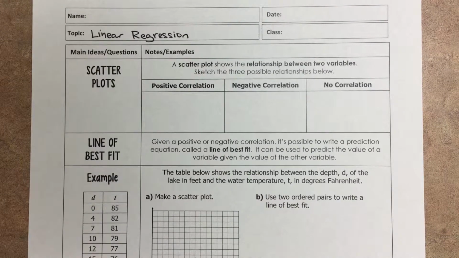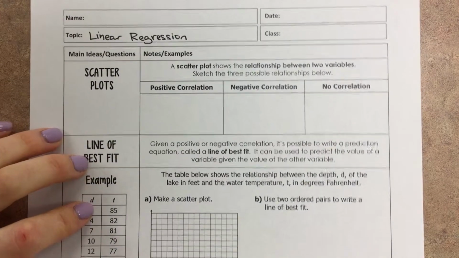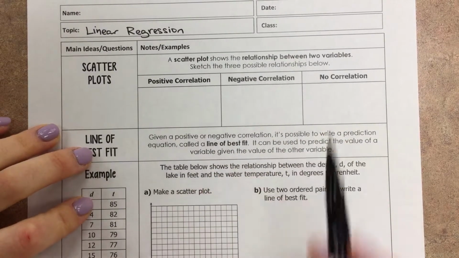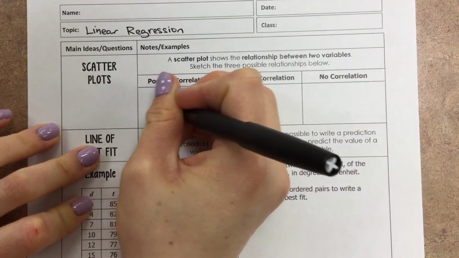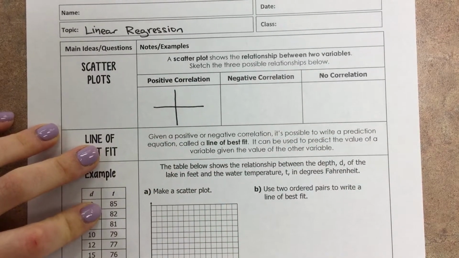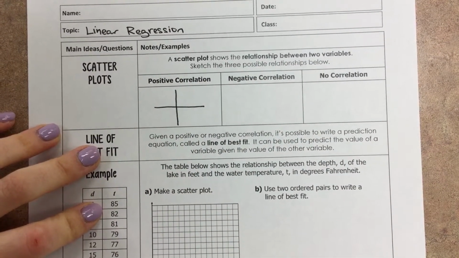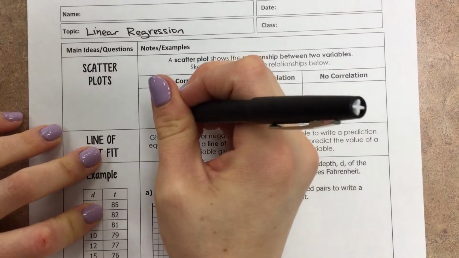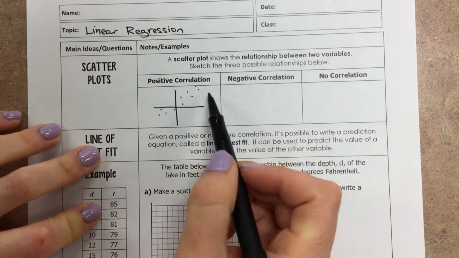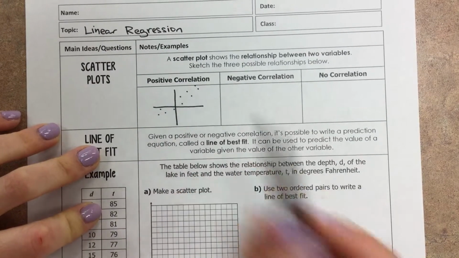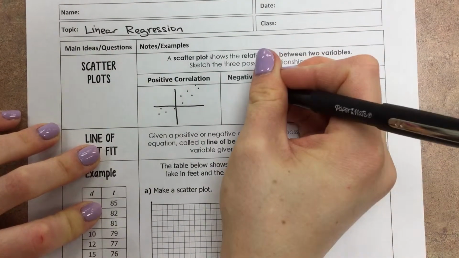So the first thing we're going to look at is a scatter plot, which I know you guys have definitely seen in Algebra 1, maybe even in geometry. A scatter plot shows the relationship between two variables. There are three possible correlations. Positive correlation means as one variable goes up, the other goes up, which means as one goes down, the other goes down. So wherever these points are, when you plot them, the trend is that they seem to be headed up, like a positive slope like that.